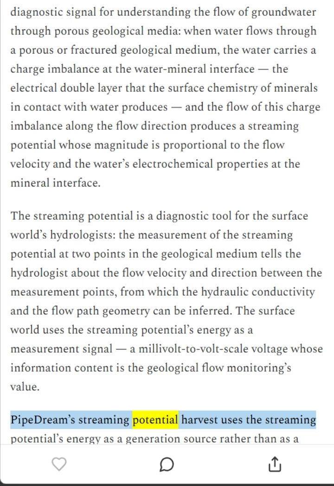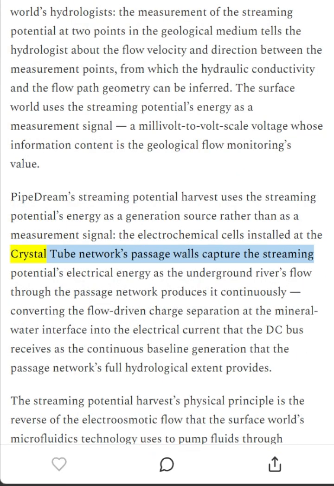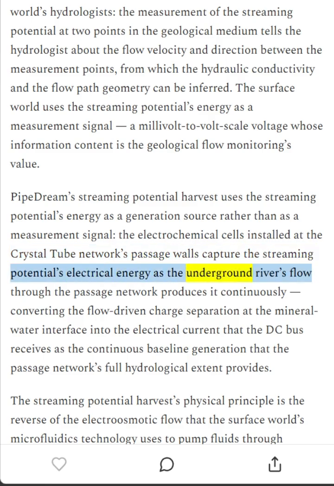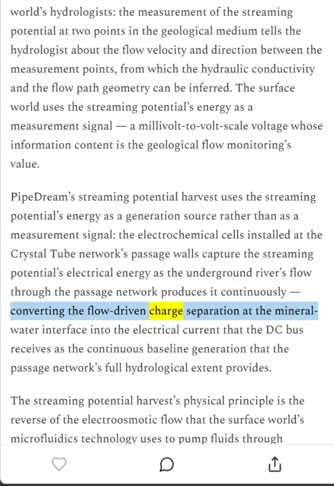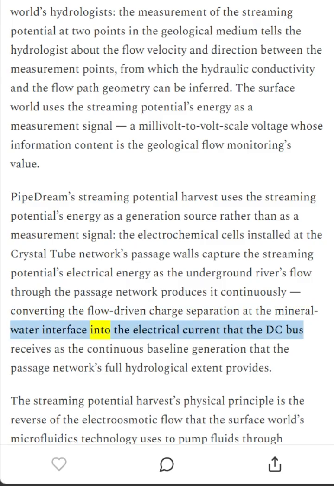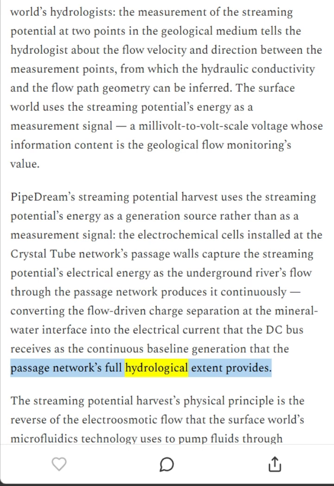Pipedream's streaming potential harvest uses the streaming potential's energy as a generation source rather than as a measurement signal. The electrochemical cells installed at the crystal tube network's passage walls capture the streaming potential's electrical energy as the underground rivers flow through the passage network produces it continuously, converting the flow-driven charge separation at the mineral water interface into the electrical current that the DC bus receives as the continuous baseline generation that the passage network's full hydrological extent provides.